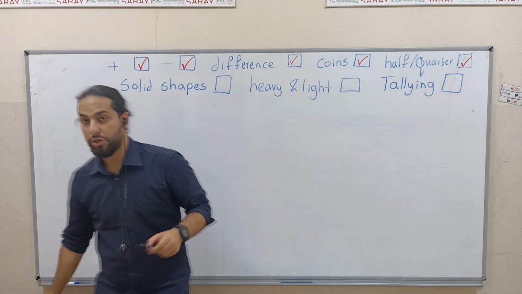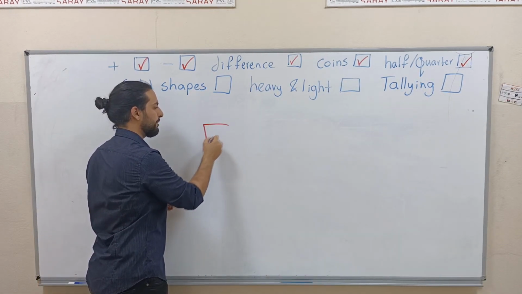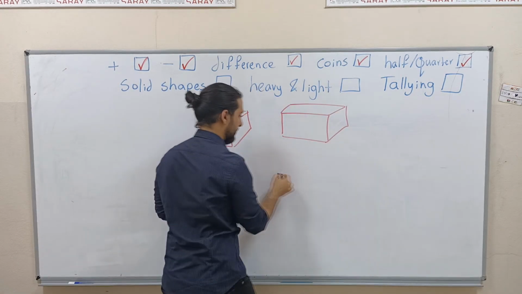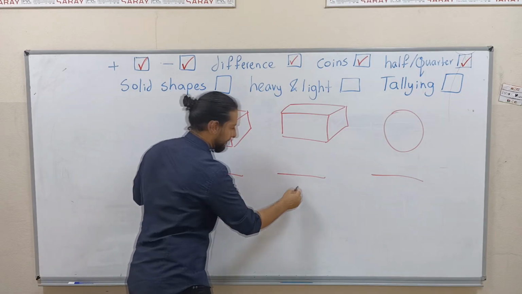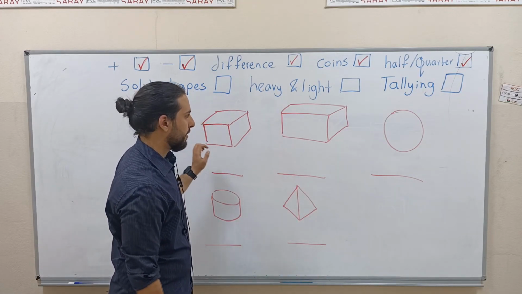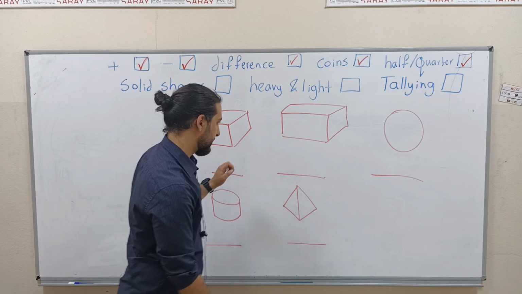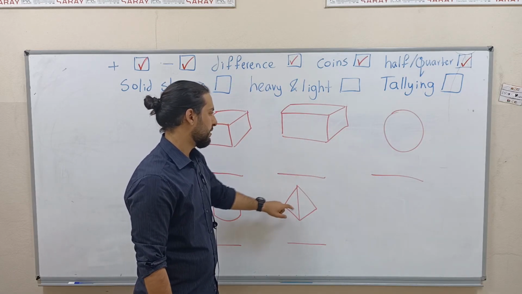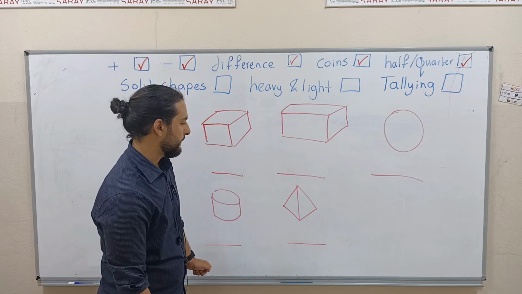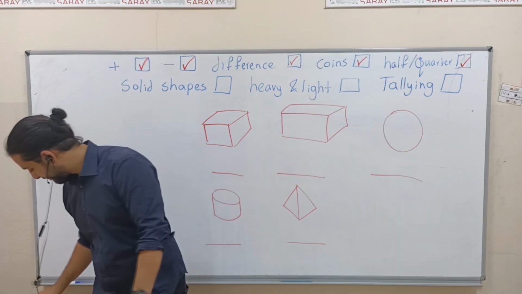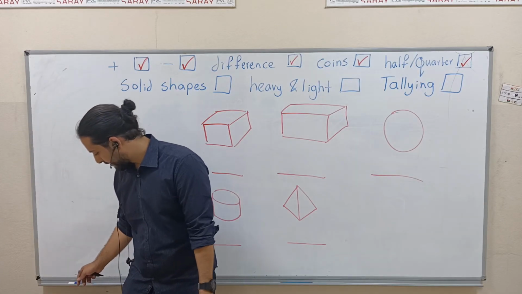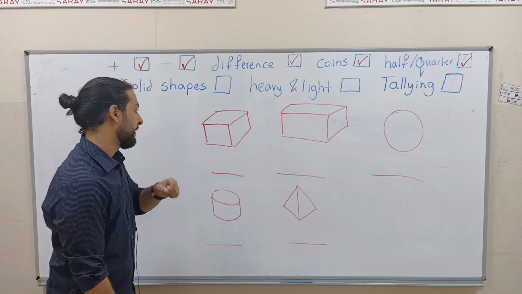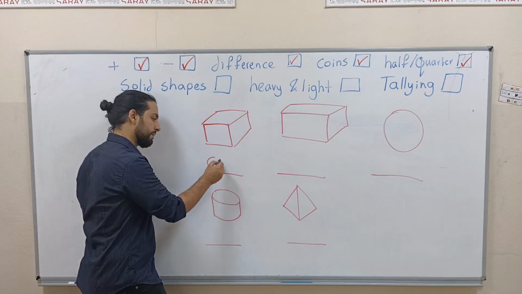Okay, now we have solid shapes, which are the shapes in the book that we've studied. I think we had one more: cube, cuboid, sphere, cylinder, pyramid. That's 5. These are the 5 shapes. So the first one is cube.